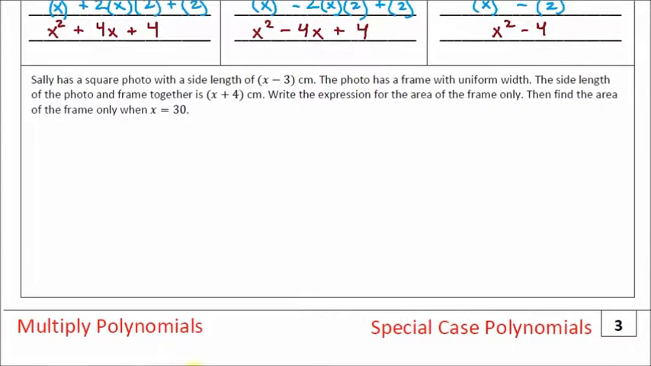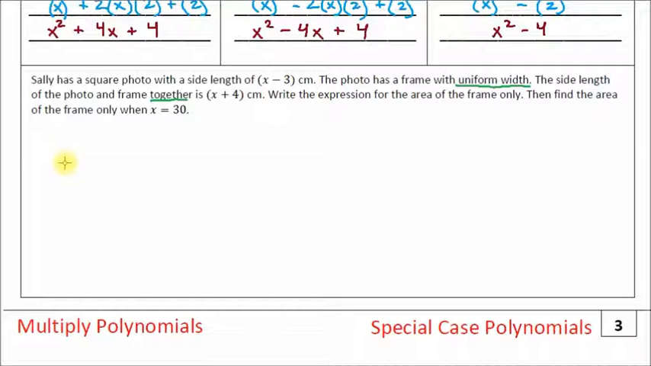Sally has a square photo with side lengths of x minus 3 centimeters. The photo has a frame with a uniform width. That means it's the same width all the way around. The side length of the photo and frame together is x plus 4 centimeters. Let's go ahead and draw that diagram right now before we continue.